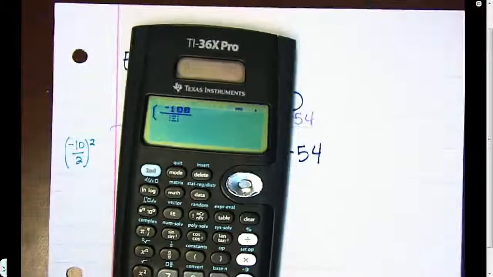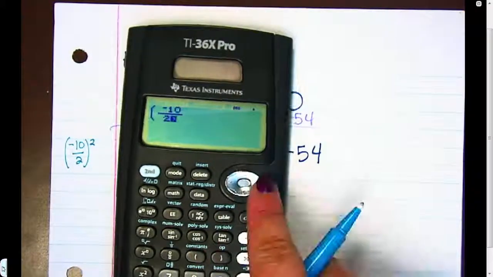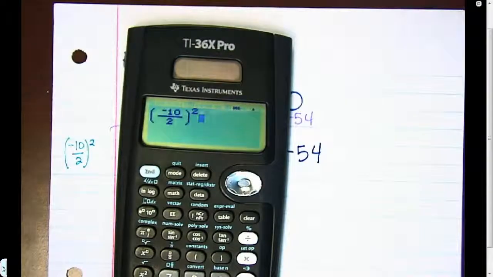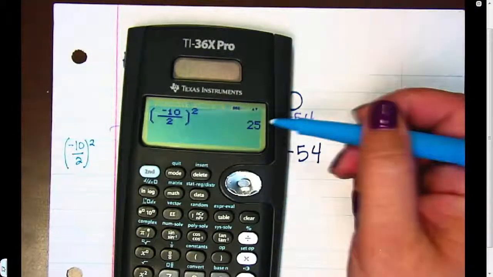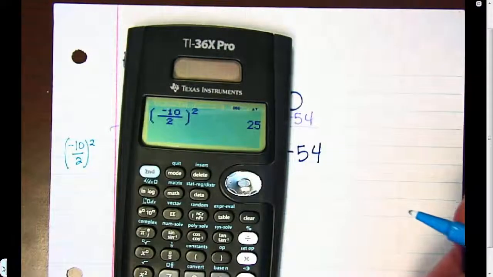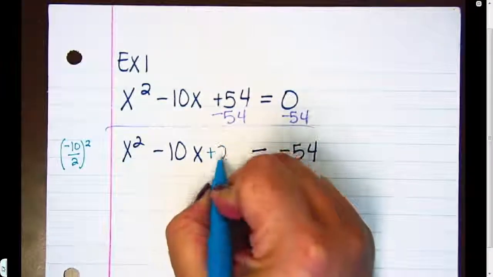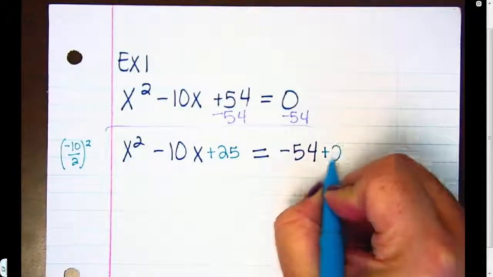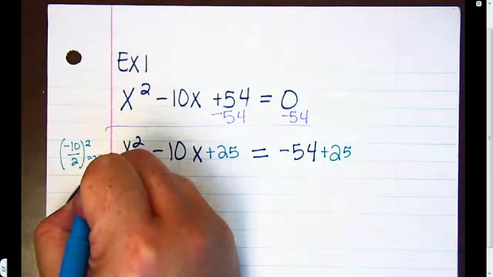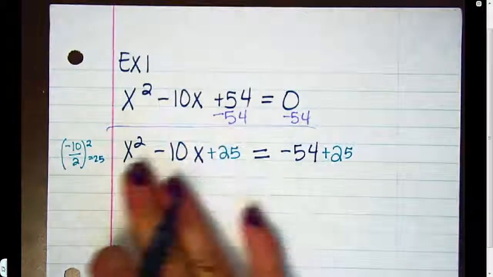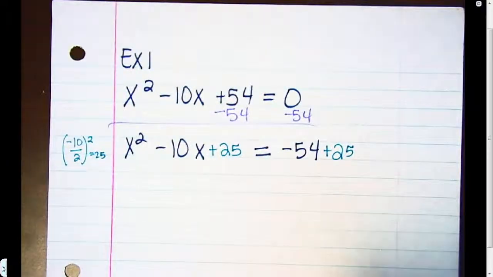And yes, I could do this one in my own head, but I just want to show you how to type it in your calculator for those of you who want to use your calculator. So this is what I'm talking about. This is the number that we're going to add to both sides of the equal sign. So I'm going to add 25 here and over here. I do this in the margins just to show my work. Now we're ready to simplify and factor this.